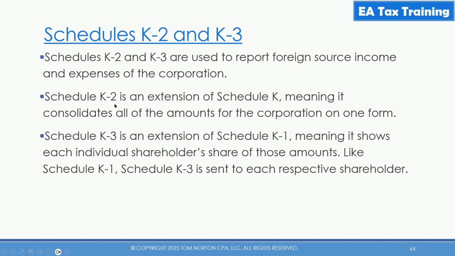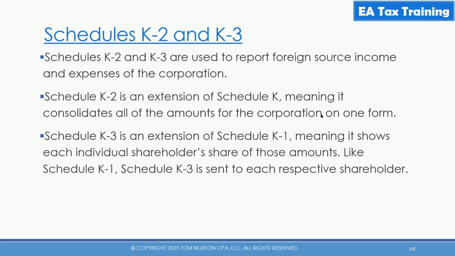So Schedule K2 is an extension of Schedule K, meaning it consolidates all of the amounts for the corporation on one form. So remember, Schedule K already includes all of the foreign income and expense amounts in it. They're just buried in the amounts on Schedule K. What Schedule K2 does is it breaks out those foreign income and expense amounts onto a separate schedule so the IRS can see those amounts.